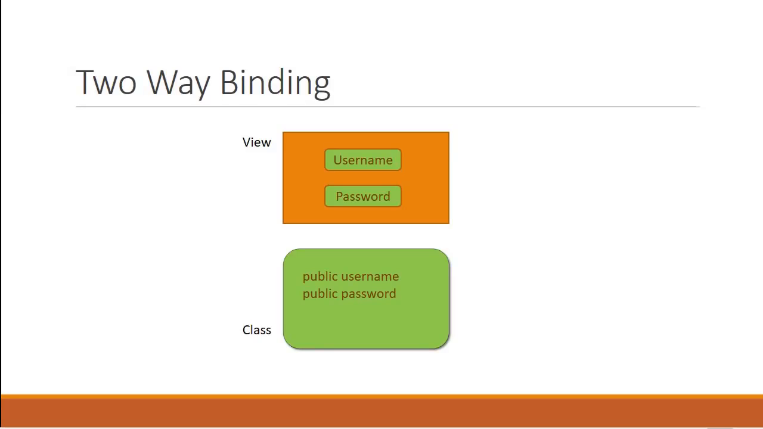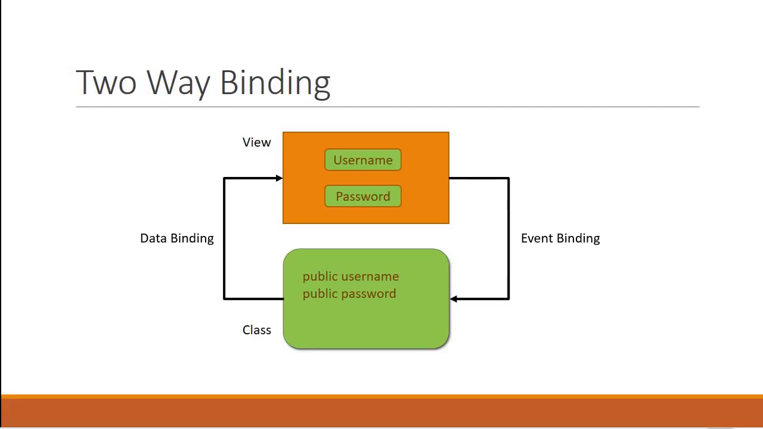Whenever a user updates these input controls, your model or properties should automatically receive those values. And when there is an update in the model or property value, your view should automatically reflect the updated values.